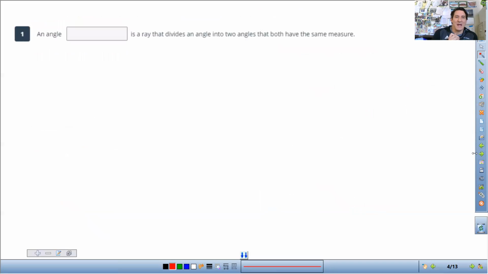All right, so let's talk about this. An angle bisector is a ray that divides an angle into two angles that have the same measure. So this is an angle bisector. A bisector divides an angle into two congruent angles. So it divides them right in half, cuts it in half. So anything, if it bisects it, we're saying it cuts in half, makes two congruent parts or two equal parts. All right, so an angle bisector. Let's look at an example of this.